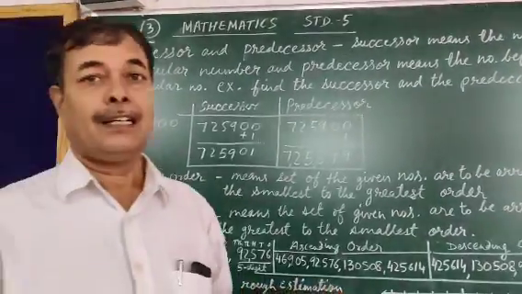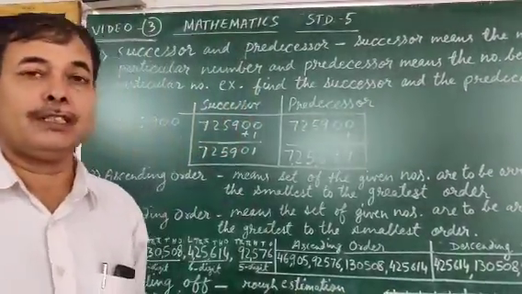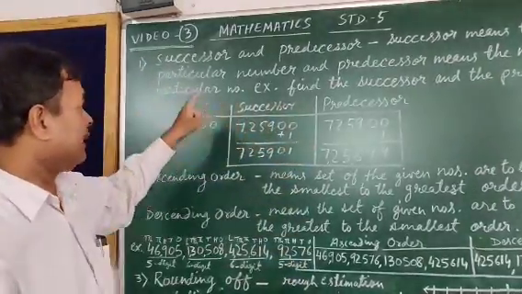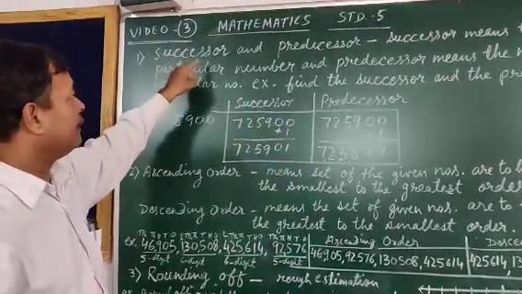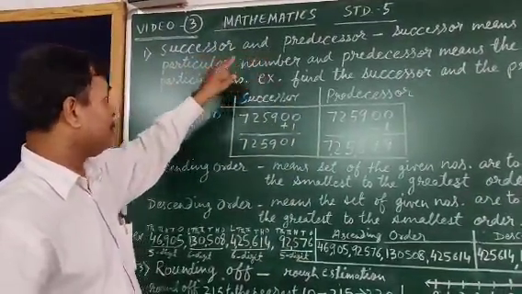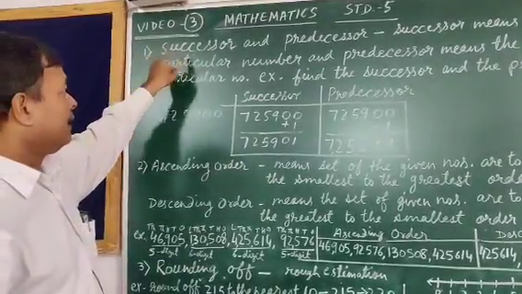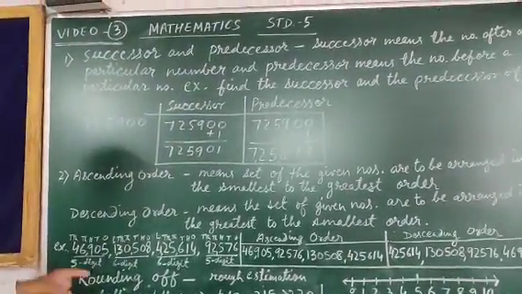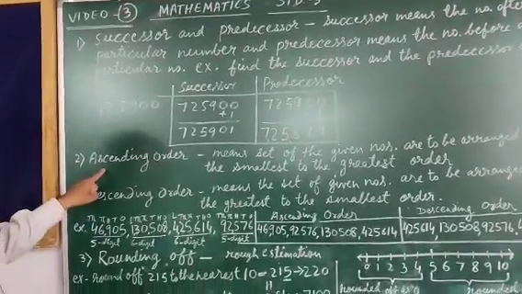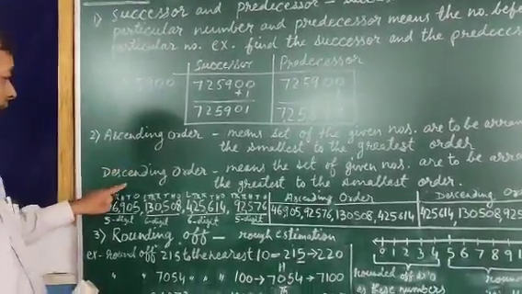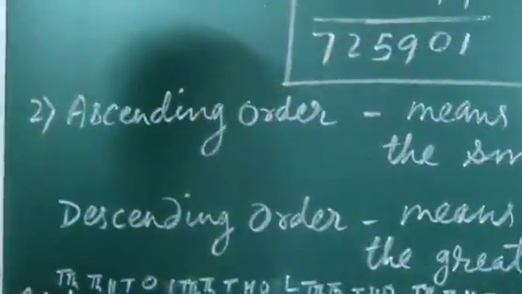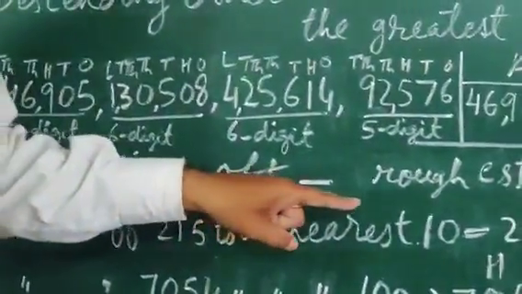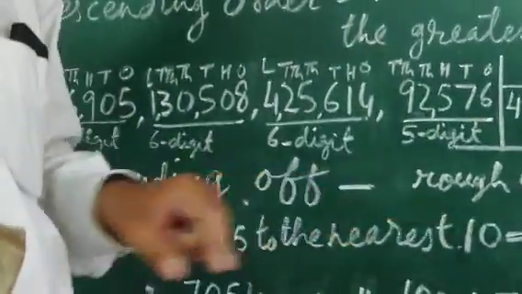Children, you may take out your book and we will take three topics for our discussion today. First topic is successor and predecessor of a particular number. Second topic is ascending order and descending order. And third topic is rounding off a number to the nearest value.